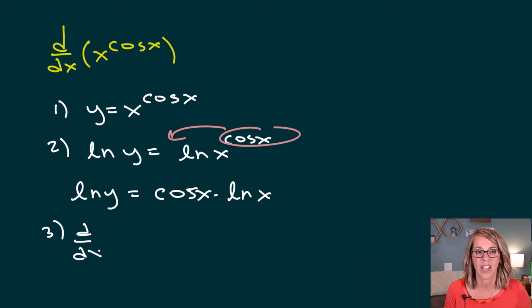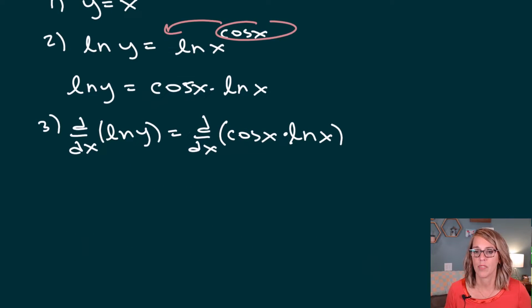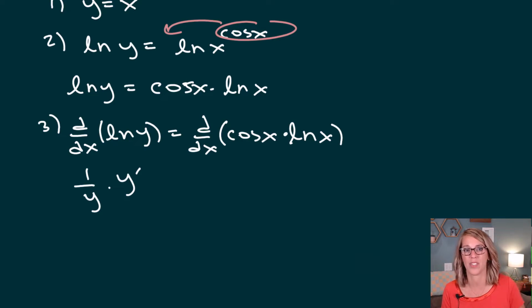Once I've got it simplified, I'm ready for step number 3, and that's to differentiate. So I'm going to apply d dx to both sides of my equation here. d dx of cosine x, and I'm going to need a product rule here, times the natural log of x. Let's move this up so we can continue with the derivative. So on the left-hand side, the derivative of the natural log, super consistent, I am getting 1 over y times y prime every single time.